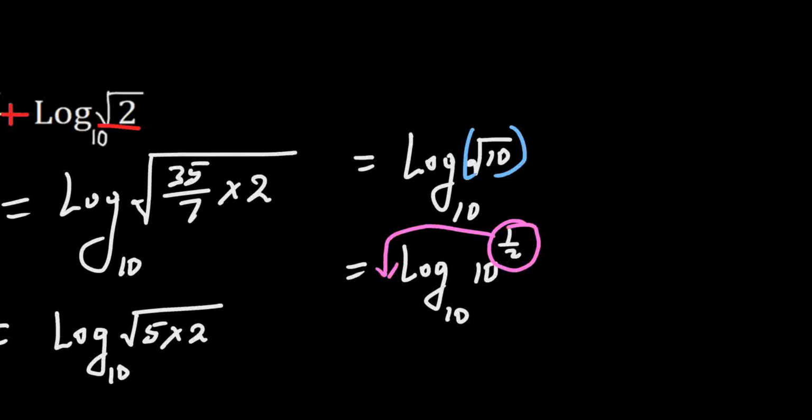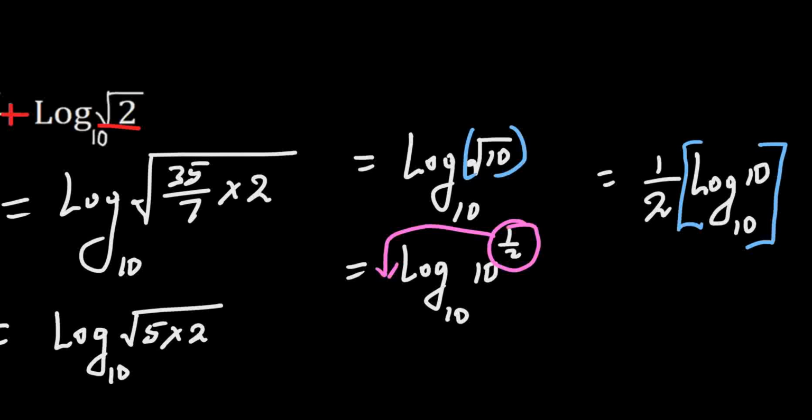So now this will become 1/2 log 10 to base 10. Now recall that the log of a number to its base is 1. That means the log of 10 to base 10 is 1. So this will be equals to 1/2 times 1, and this is equals to 1/2. So this is the final answer to this question, and I hope it makes some sense.